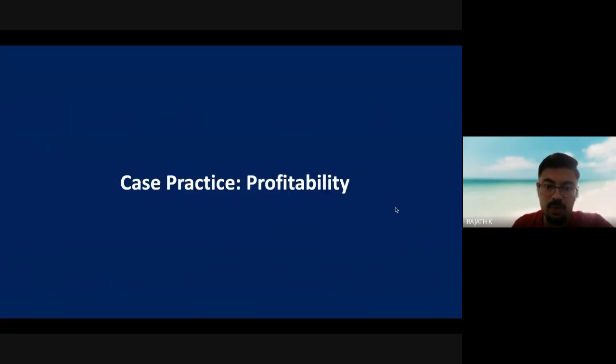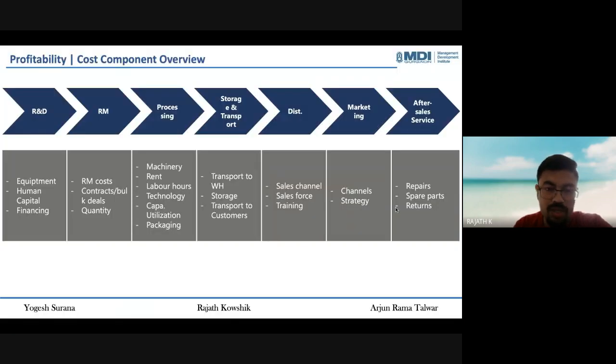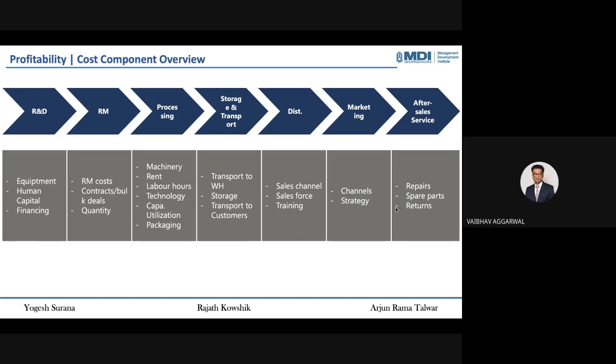The next aspect that I'd want to cover is the case, right, on profitability. But before I go to that, are there any questions with the progress we've made so far? I think it's fine, Rajath.